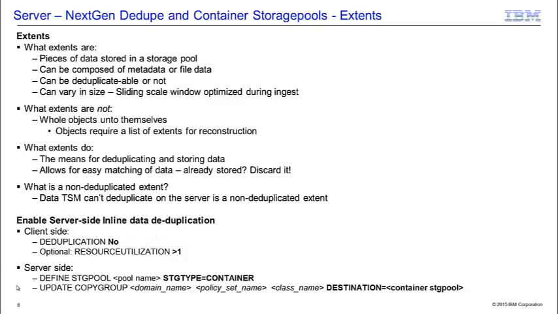If you want to enable the new next generation dedupe, on the client side you would have deduplication set to no. And then on the server side, you would need to define a new storage pool of type container. And remember, you can do either a directory or a cloud container. And then you'd have to update your copy group to point to that container.